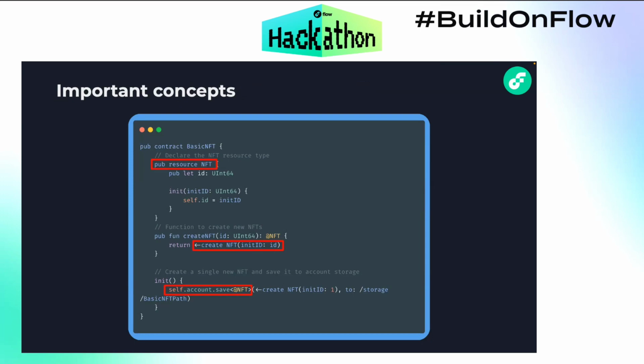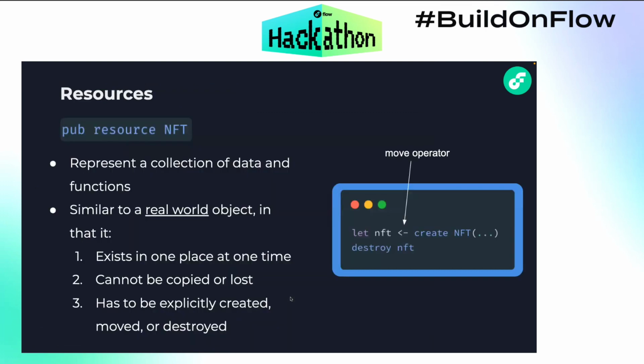The first line says pub resource NFT. Then there's this weird create NFT function with an arrow in the front. And then there's this thing called self.account.save with another arrow, create NFT in the front. So what is going on over here? This is where things start differing, and this is where you need to shift your mental model a little bit to truly understand how Flow likes to do things. So let's look at resources.